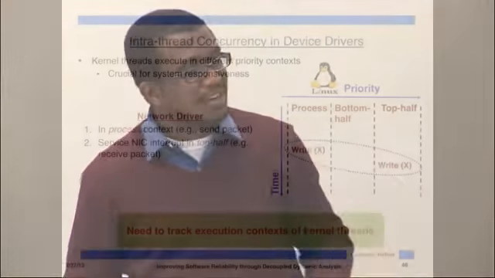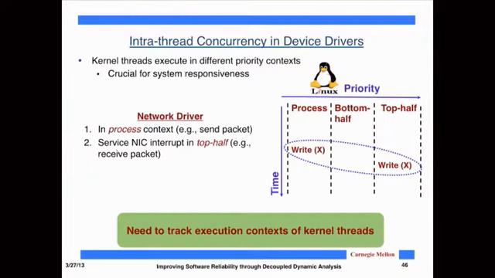Now, Data Collider can detect this particular example because it can stall the thread while it's in process context, and then when the thread tries to access it in the top half, it will actually detect that because it will fire off the breakpoint. And so the basic insight here is that when we think about concurrency race detection in the kernel, we need to think not only about the threads but actually the context in which they're executing.